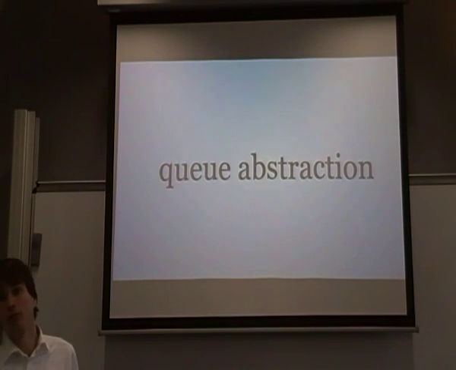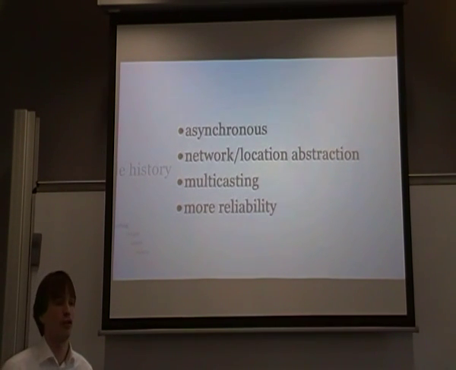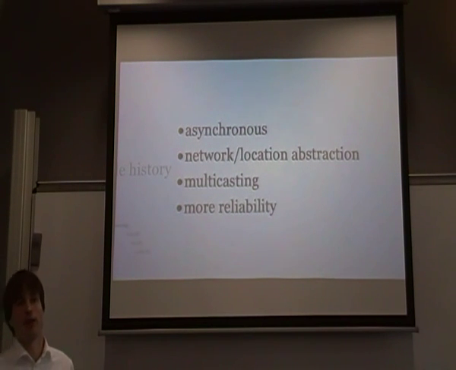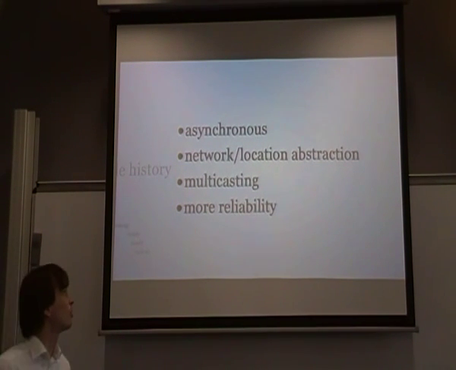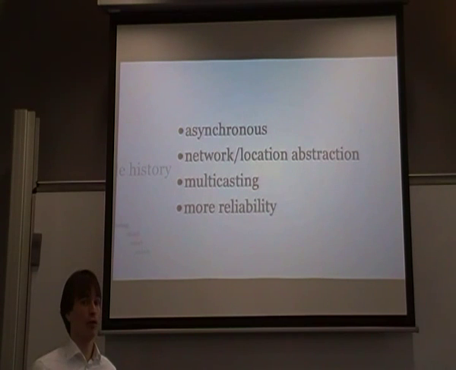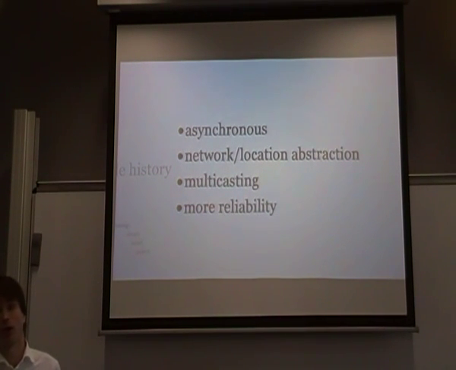So you might use a queue abstraction, and there's a bunch of advantages in that. First is that you can send messages asynchronously. So some process can put some message into a queue, and then some other process can pick it up later, and they don't have to be connected at the same time, which is good in some cases. The queue can do things like rate limiting, or making sure there's some extra reliability to make sure messages get delivered.